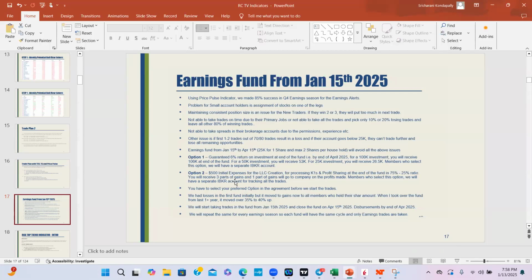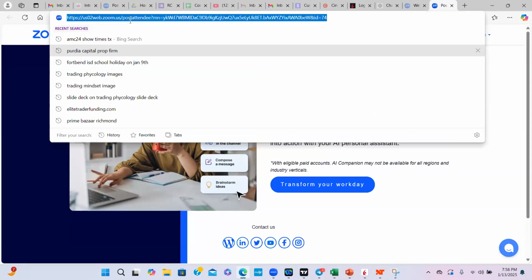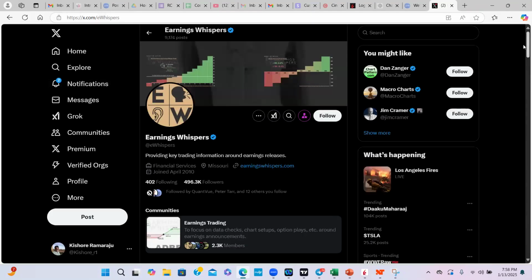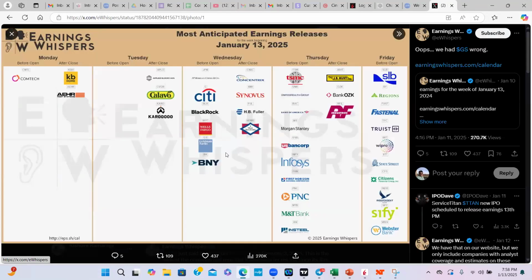So basically, yeah, there are two options. One is you have a guaranteed 6% return. So earnings happen every 3 months. Right from tomorrow, the new earnings are starting. Yeah, from Wednesday we have earnings. Always it starts with the financial firms. So from Jan 15th it is starting.